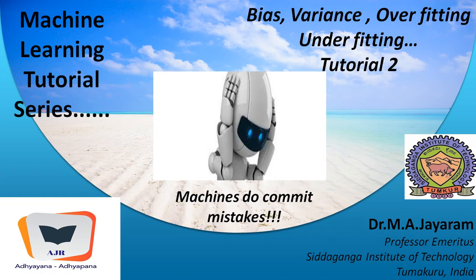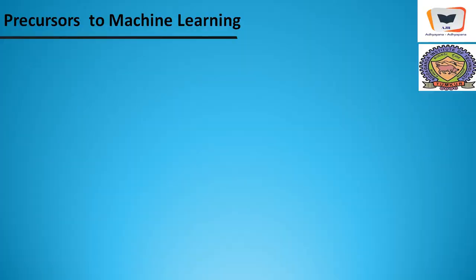And in this tutorial in particular, we will clearly understand that even machines commit mistakes. These mistakes are called bias, variance, overfitting, and underfitting. We will clearly explain these concepts before we dive deeply into machine learning concepts. This tutorial comes as a precursor to machine learning.